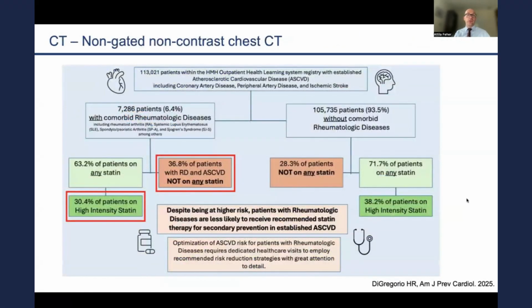Why is it important to quantify calcium? Well, this paper nicely demonstrated that in patients with comorbid rheumatologic diseases and diagnosed prior ASCVD, even in the presence of ASCVD, 37% were not on any statin therapy, and only 30% were on high intensity statin therapy.